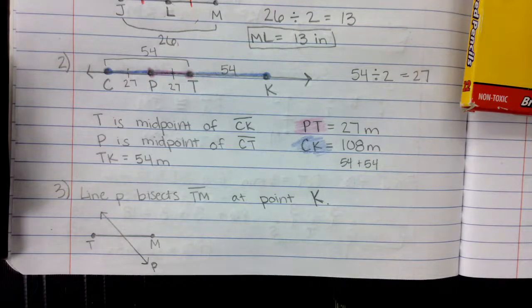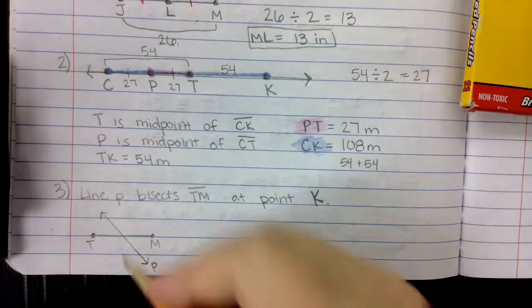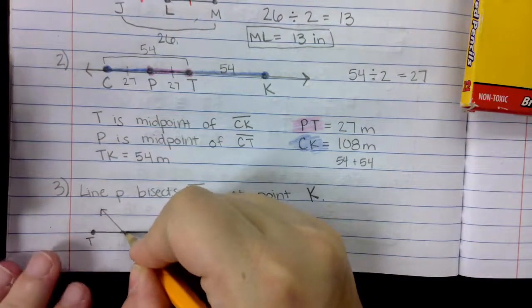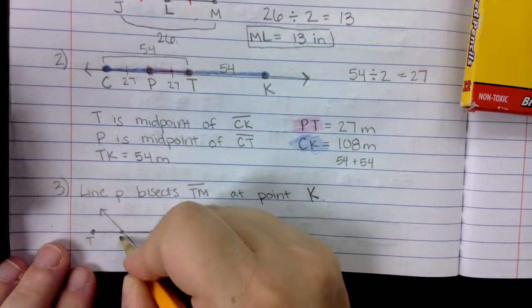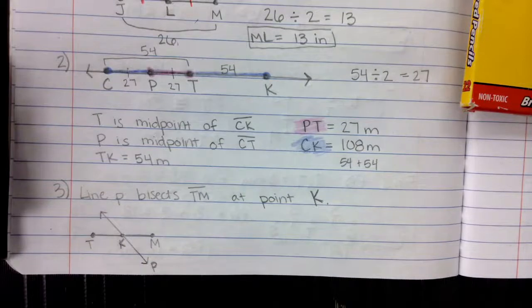And the two parts are TK and KM. And those two parts we know are the same. It cuts it into two equal parts. They are congruent.